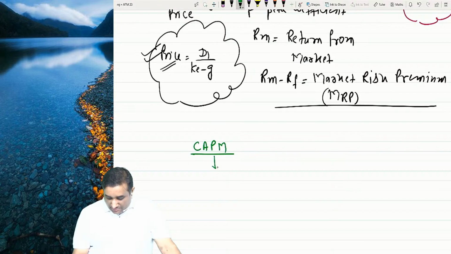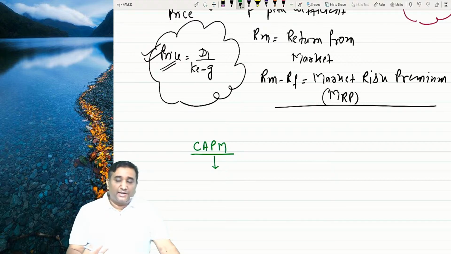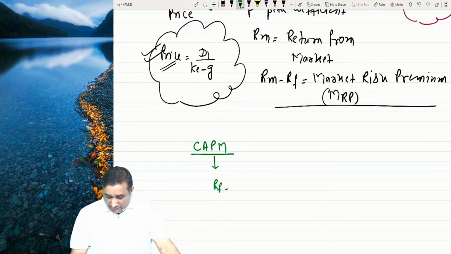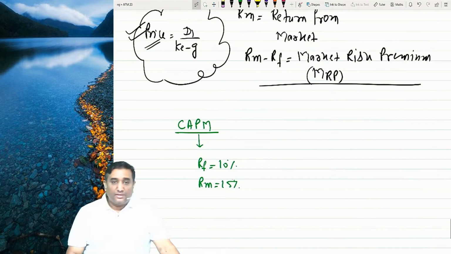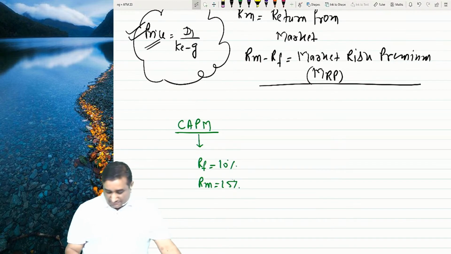Now I'm just putting some data. You need not copy anything from it. I'll just put down some data, and with that I'll try to read out what the formula means. Let's suppose RF is 10%, RM is 15%. Please do not copy anything. RF is 10, RM is 15%.